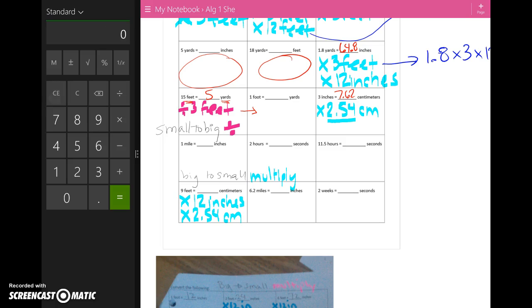So we have my calculator again. 9 times 12 times 2.54. And you know what? You can do the rest. I won't even finish that one. So you guys finish the rest of that.